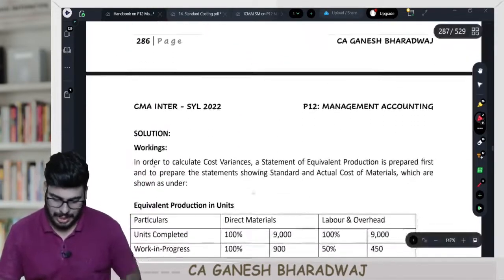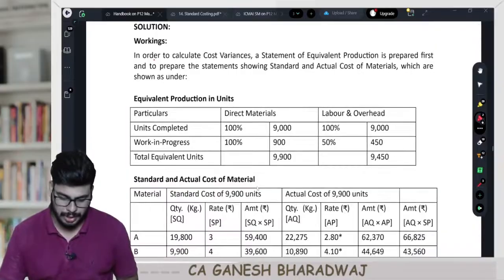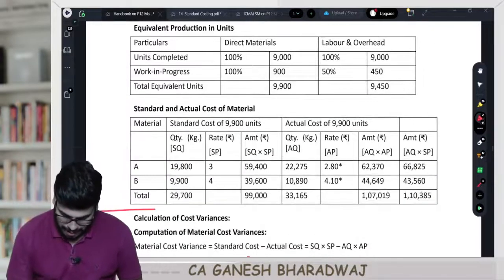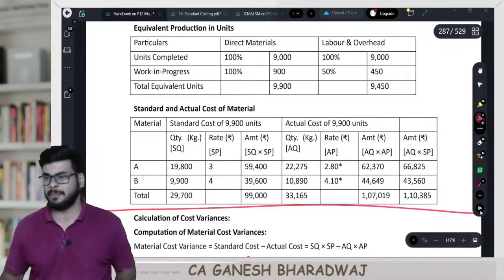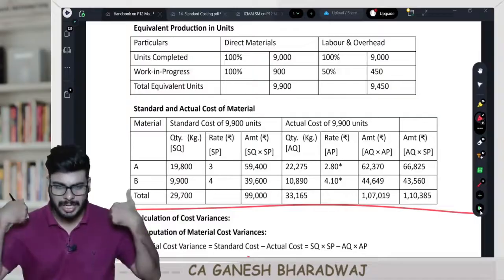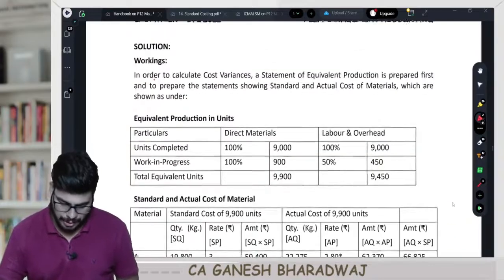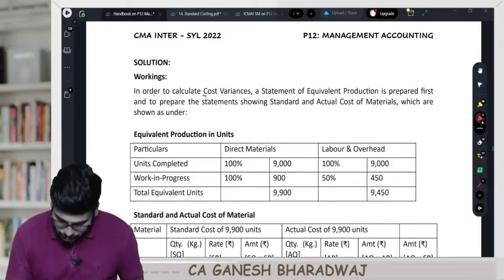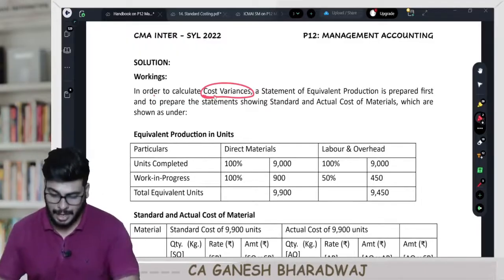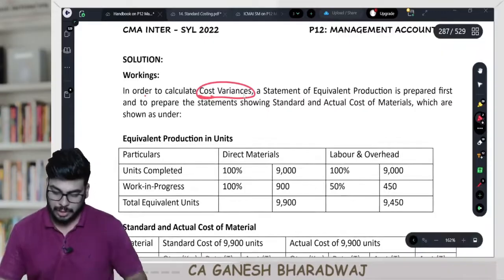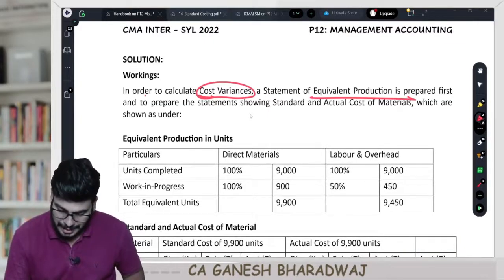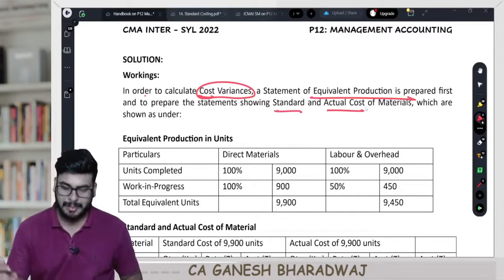What is this? Let me just walk you through this. Now look at this. See, in our institute study material, up to this they have done correctly, but for the purpose of calculating variances, left, right and center, there are a lot of mistakes. So that's why I've written the entire question for you. Now look at this, guys. In order to calculate the cost variances, these are the exact words given in the study material which I've kept in our handbook. In order to calculate the cost variances, the statement of equivalent production is prepared first, and then the statement showing standard and actual cost of material, which are shown as below.